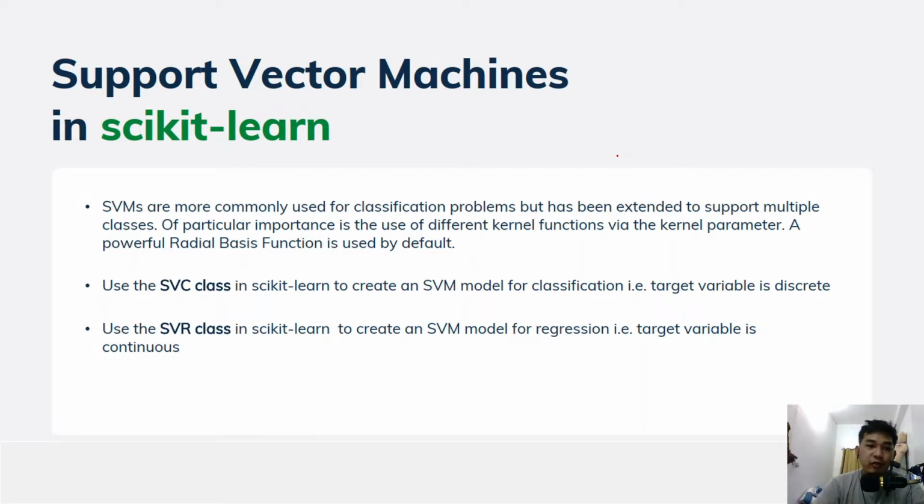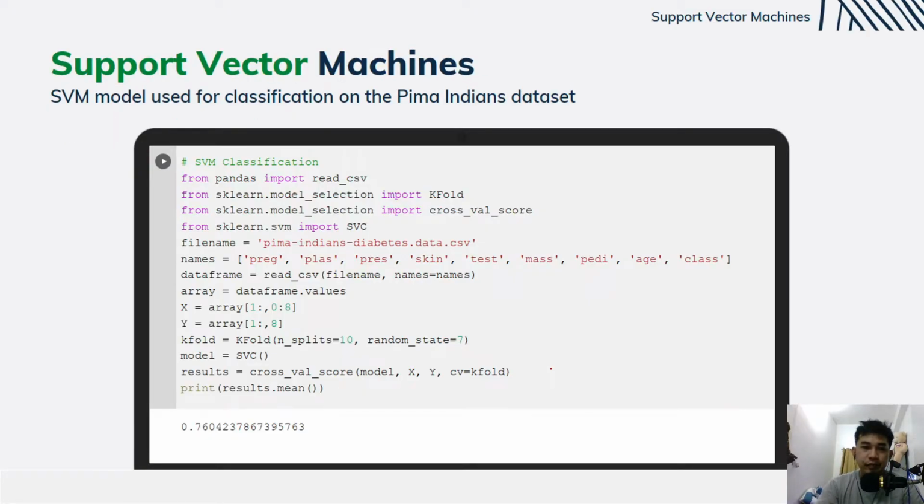SVMs are more commonly used for classification problems, but this has been extended to support multiple classes. Of particular importance is the use of different kernel functions via the kernel parameter. A powerful radial basis function is used by default. Using scikit-learn, you can create an SVM model for classification, for example when the target variable is discrete, and for regression, when the target variable is continuous.